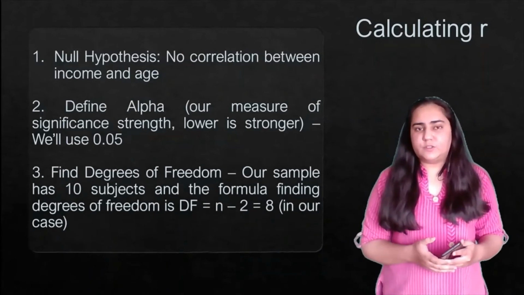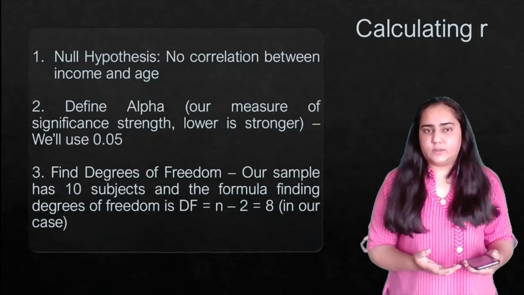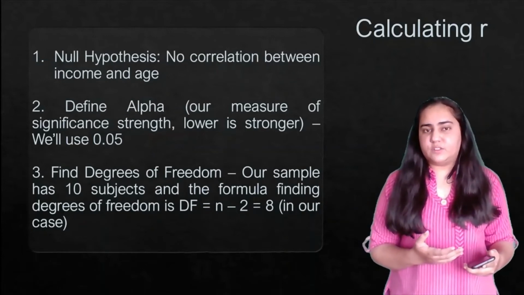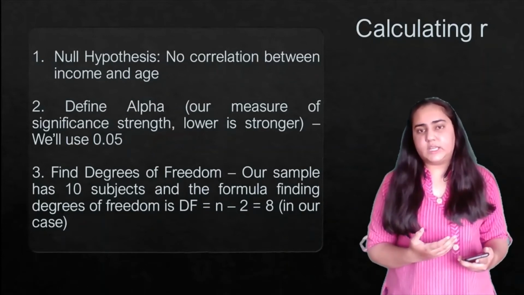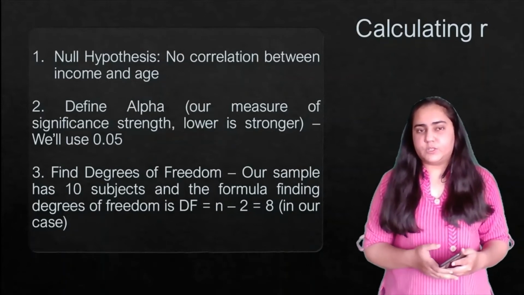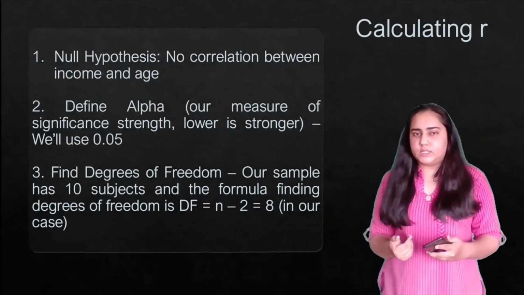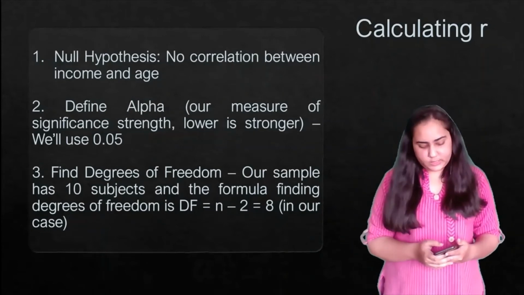The third step is to find degrees of freedom. Now our sample has 10 subjects. So the formula for finding degrees of freedom, which is denoted as df, is equal to n minus 2, which is 8 in our case. So we found the alpha, and we found the degrees of freedom, df, which is 8.